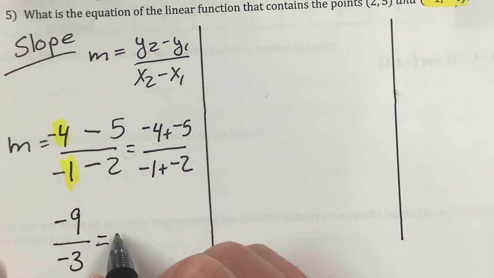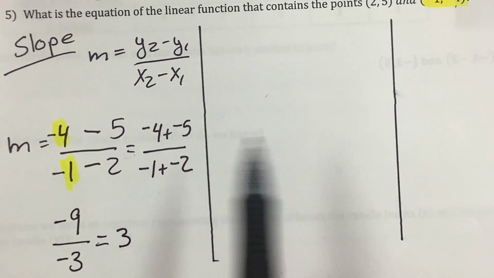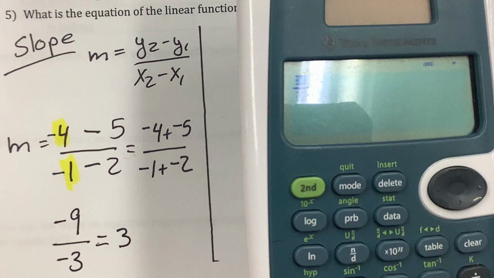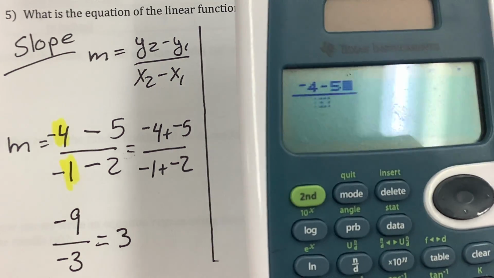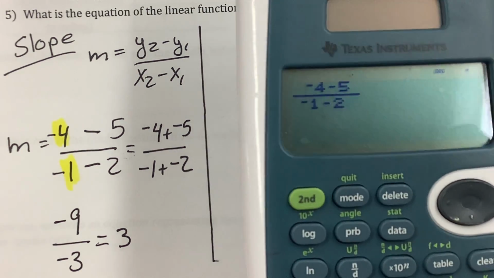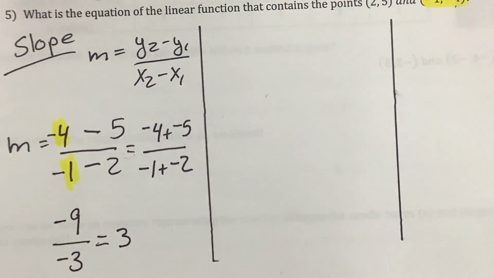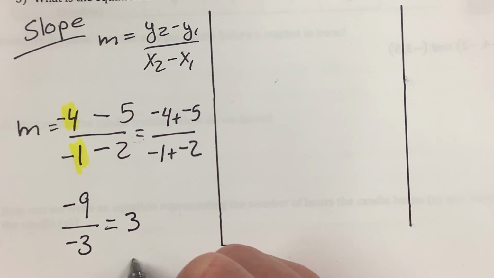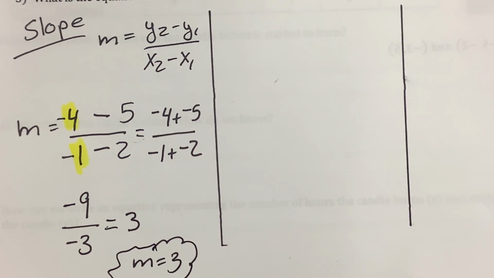And you could divide and get positive 3 as an answer. Or you could look at all this crazy, bizarro negativity and say, I don't want to do all that math, but I have my calculator, so let's do that. Negative 4 minus 5 over negative 1 minus 2, and you get, yes, positive 3. Let the calculator do the thinking for you. It's fine, who cares? A little bit of math. So m equals 3. Puffy cloud of happiness around the m equals 3.